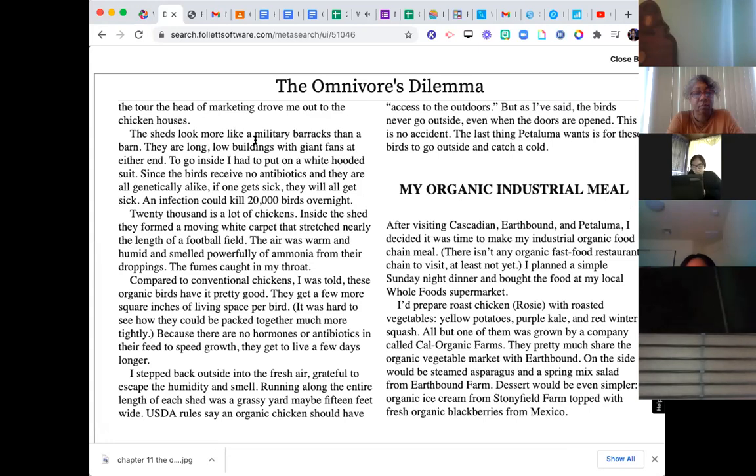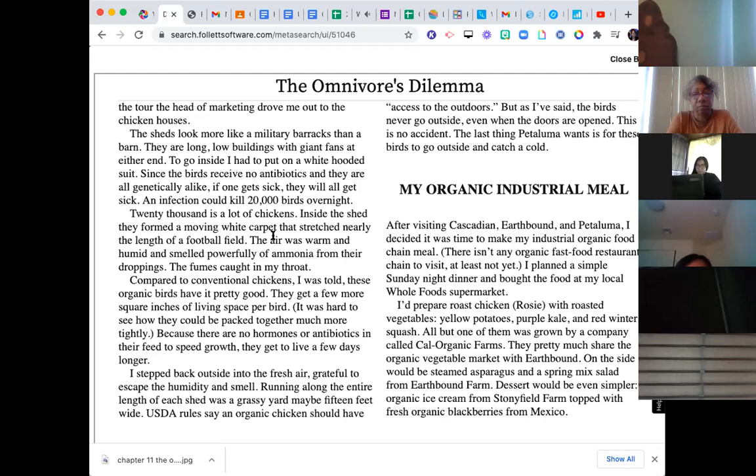The sheds look more like military barracks than a barn. They are long, low buildings with giant fans on either side. To go inside, I had to put on a white hooded suit. Since the birds receive no antibiotics, they are all genetically alike. If one gets sick, they will all get sick. An infection could kill 20,000 birds overnight. 20,000 is a lot of chickens.